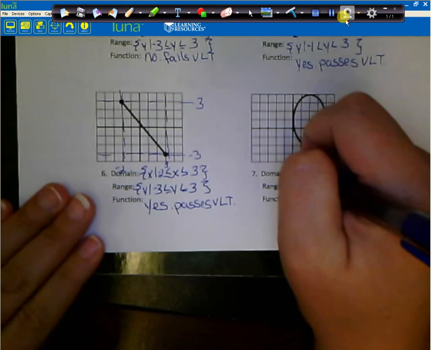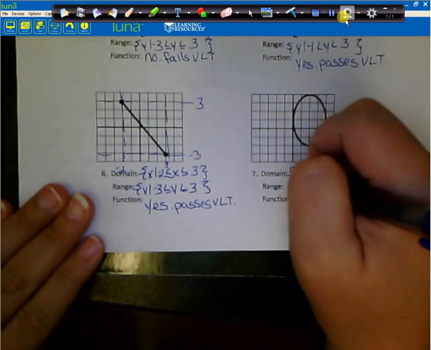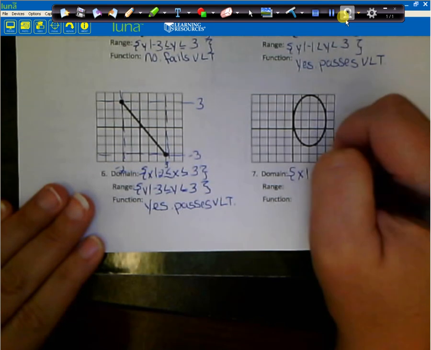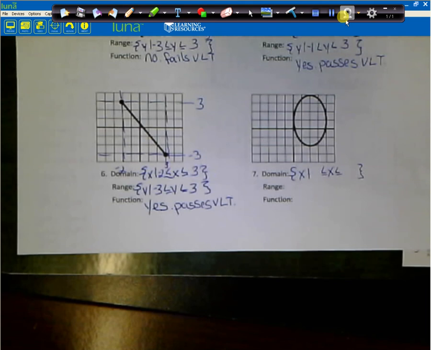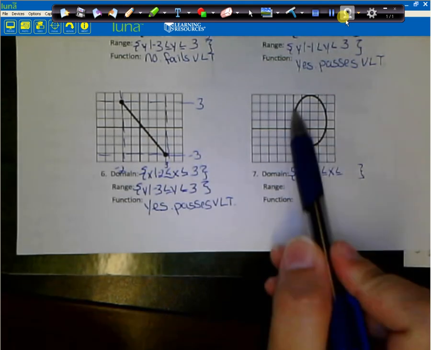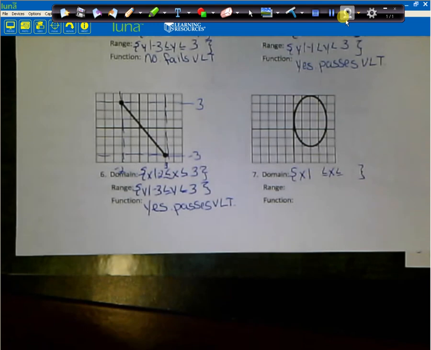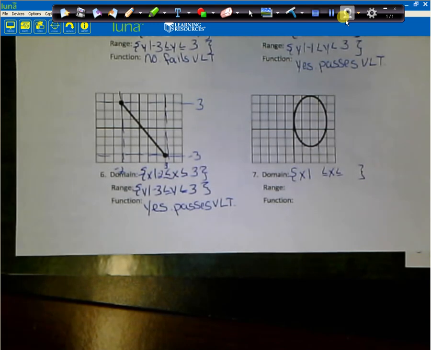Alright, last one. Domain, again, is my x values, and since it is a picture and not just a set of points, I'm going to use my AND set notation, and that's how you know the difference. If they're asking for domain and range of an actual graph picture here, you're going to use the AND set notation. If you're just given points, you're just going to list the x and y values.